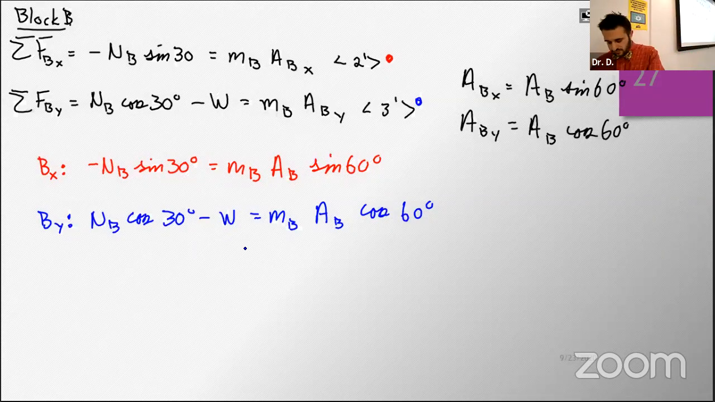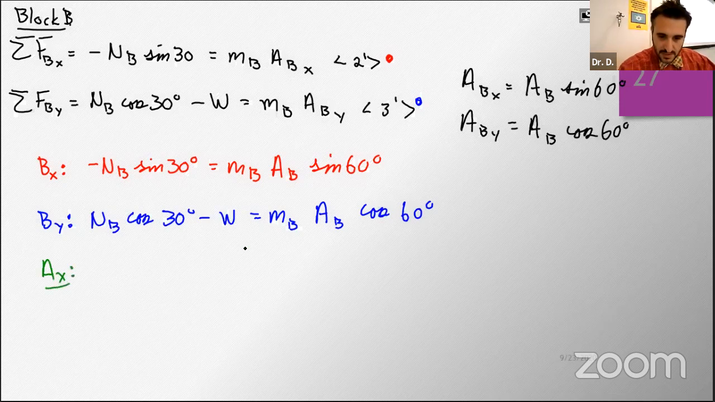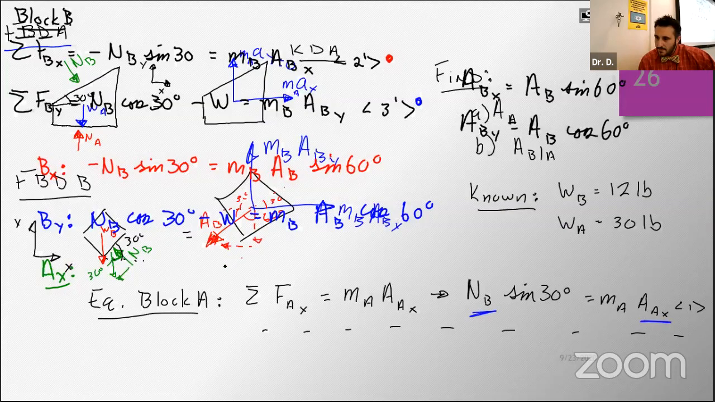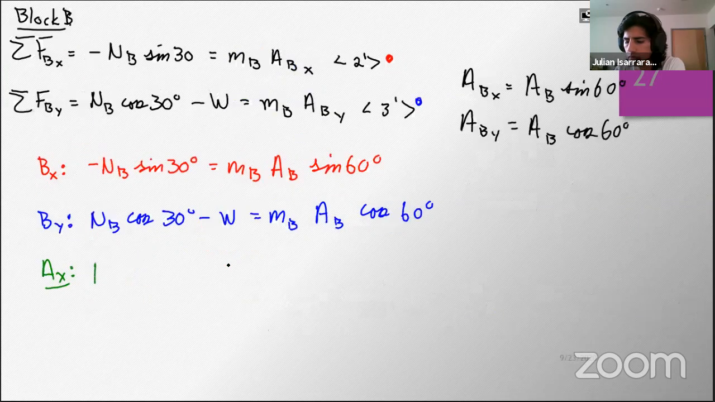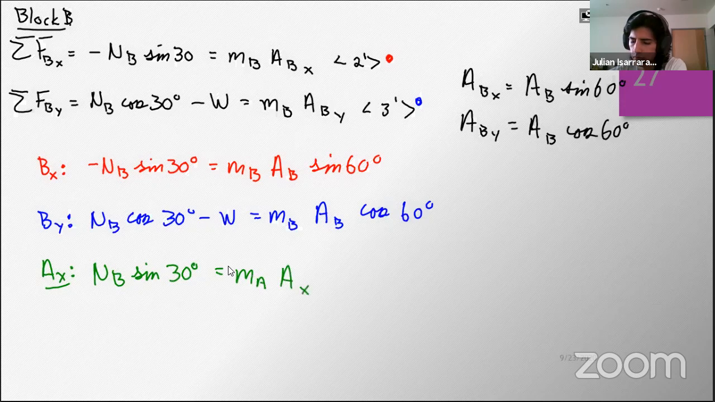You know what though? Since we've got 4 minutes left in class, I'm going to say you guys take those three equations, right? You're going to take these three. I'll write the other one down also, right? A sub x. I want you to take these three equations. N_B sine 30 = m A_x. Right? I want you to take these three.